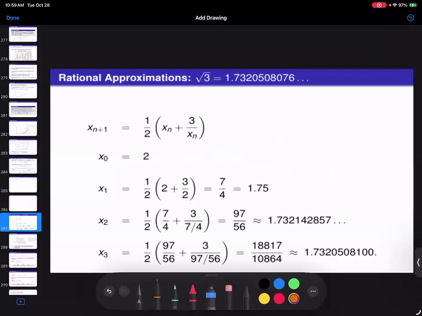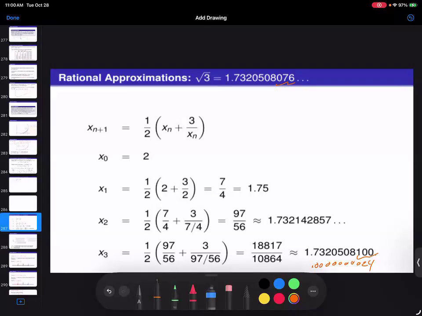0508. So we have 076, and we have 100 over here. We're off by 0.00000000024 approximately. 3 iterations, and we have a rational approximation of square root of 3. That's 1, 2, 3, 4, 5, 6, 7, 8. That starts off with basically 8 zeros before we finally get to a non-zero element.